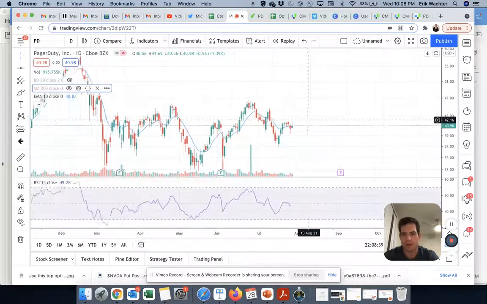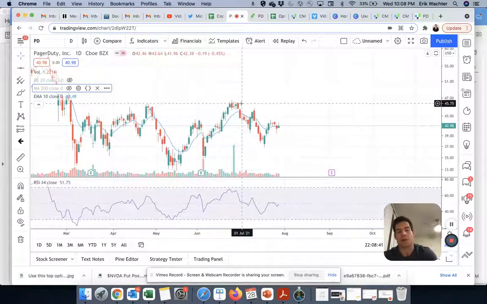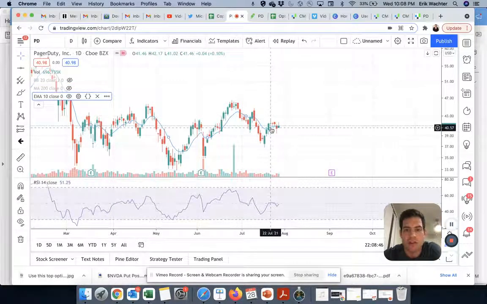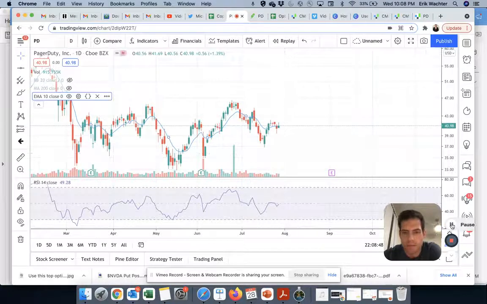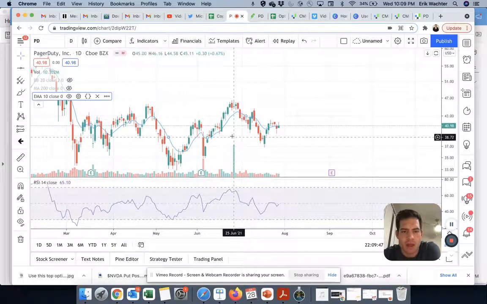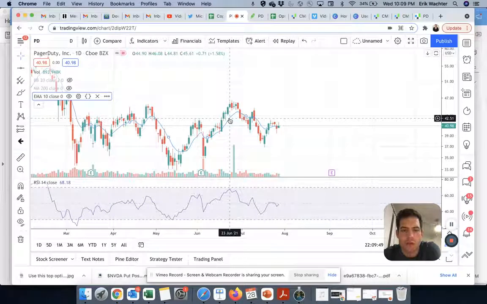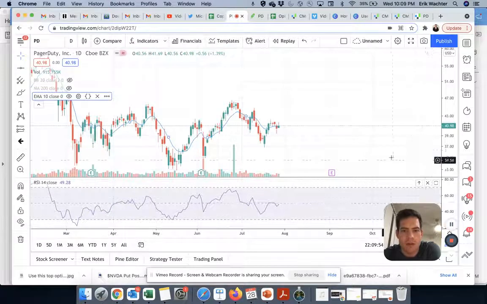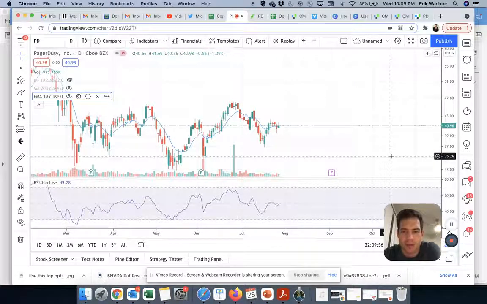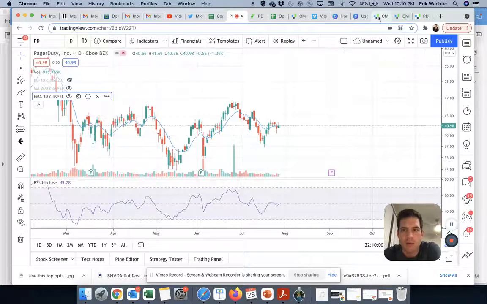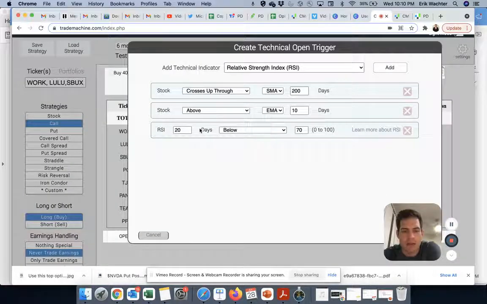So the 10-day exponential moving average is an indicator that algorithms and humans like to use to see if the stock has momentum. Traders like to use it to show whether the stock has momentum. Okay, so if it's above the 10-day moving average, that means the stock has a little bit of some juice to it.